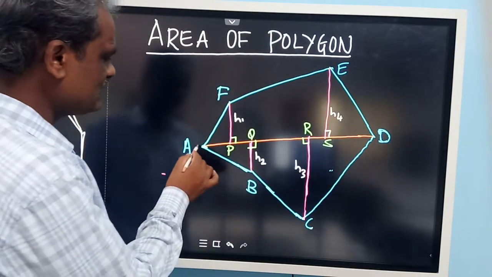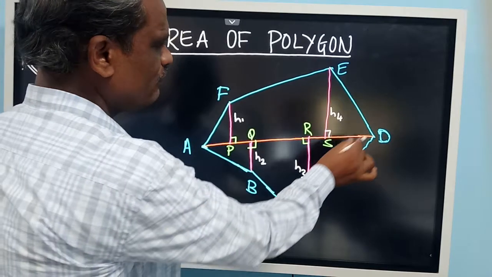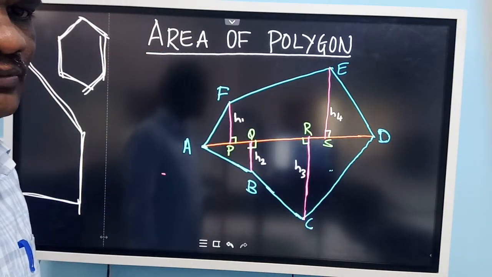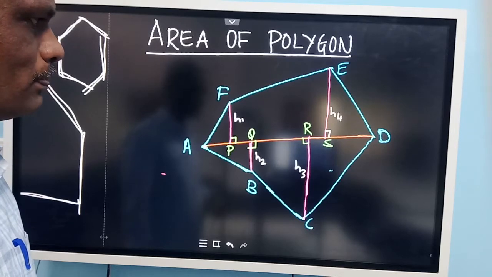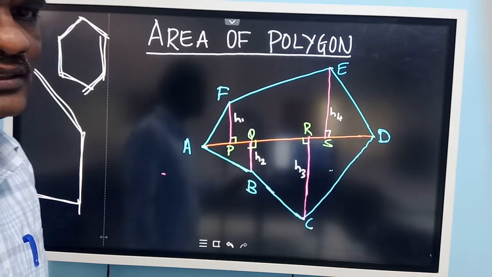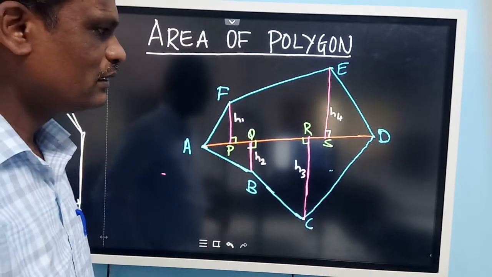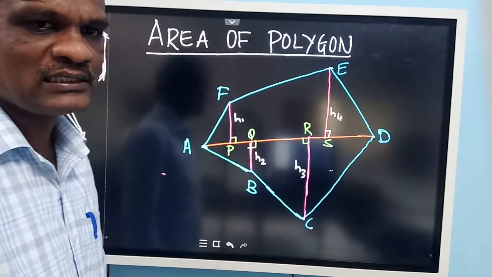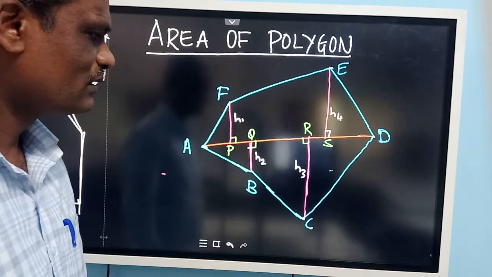Look at this, how many sides is it having? 1, 2, 3, 4, 5, 6. What is the name of this polygon? Hexagon. It is not a regular hexagon. Irregular. It does not have equal sides or equal angles. But it is a hexagon.